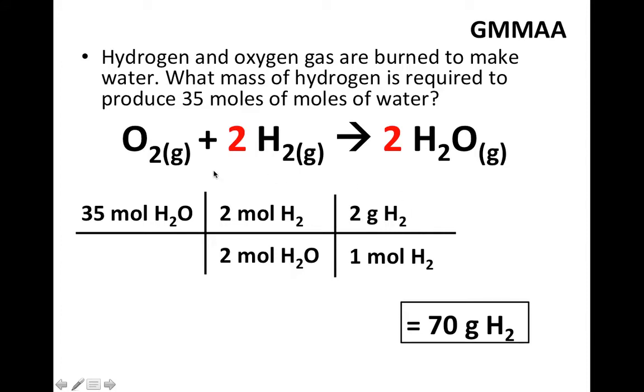Remember, I said moles are always your fallback. If you don't know what to do, you started with 35 moles of water, you just convert to moles of whatever you're looking for, so hydrogen in this case. And then after that, you use that second step to get to grams. Okay?